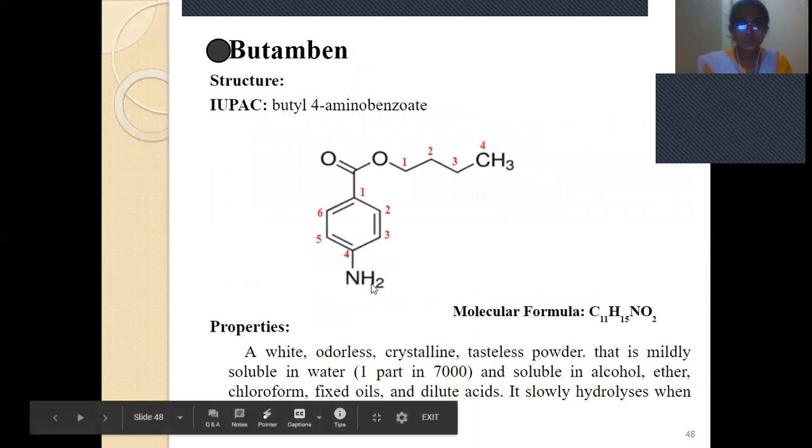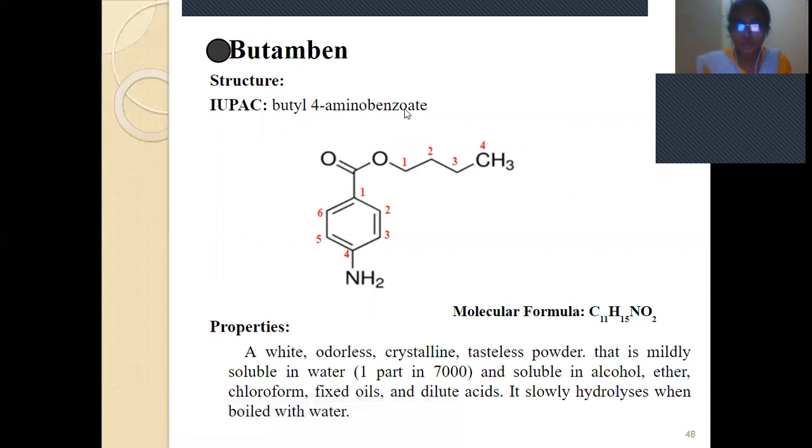So next, butamben. This is the structure. If you see the IUPAC name, butyl 4-amino benzoate. This is the benzoate structure. 1, 2, 3, 4: four carbon atoms means butyl. In the fourth position, an amino group is there. So that is butyl 4-amino benzoate. So this is the structure and IUPAC name.